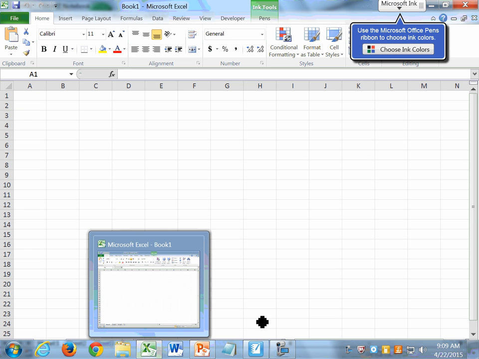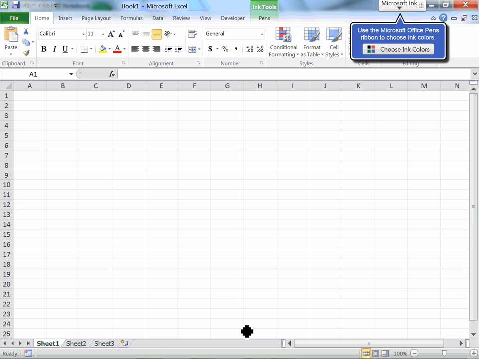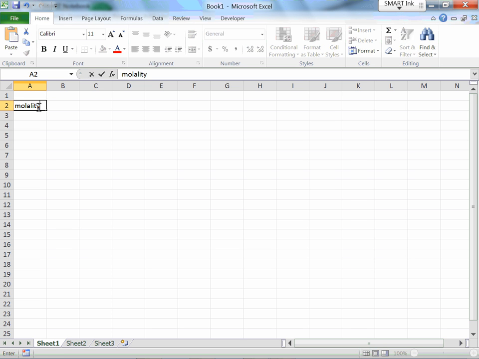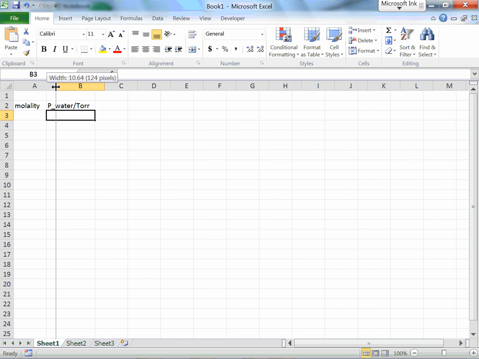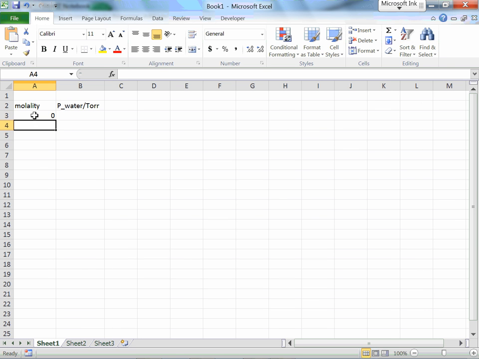So let's enter those numbers. We're going to enter molality here, and the experimental vapor pressure of water, which is given in torr. So molality is 0, 0, 0.1, 0.2, 0.3, 0.4, 0.5, 0.6, 0.7, 0.8, 0.9, and 1. This goes all the way to 6, but we're just going to stop at 1, just for illustration purposes.